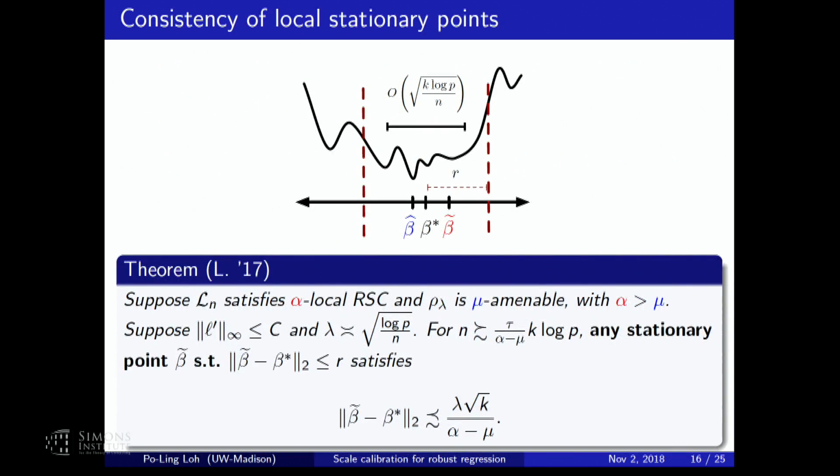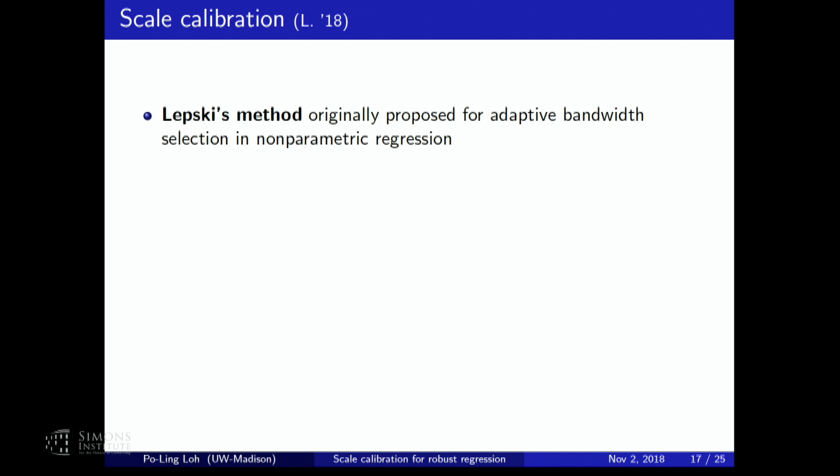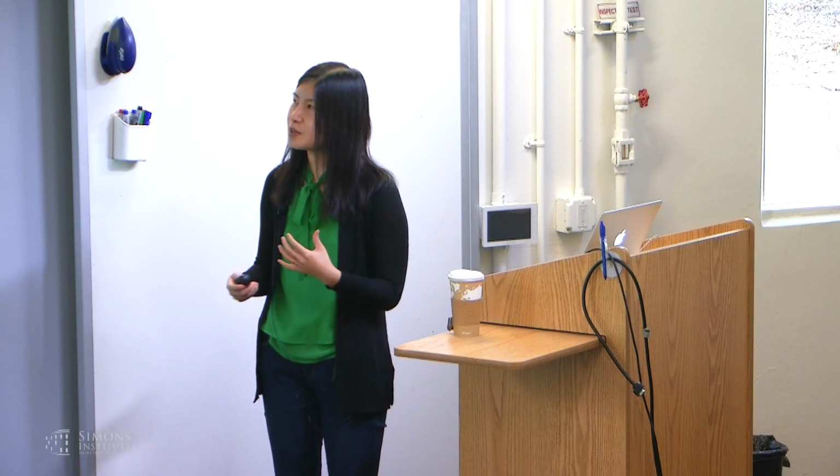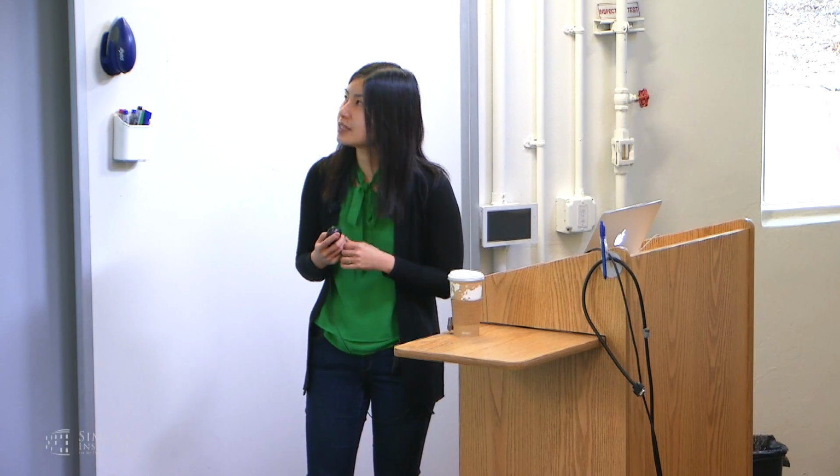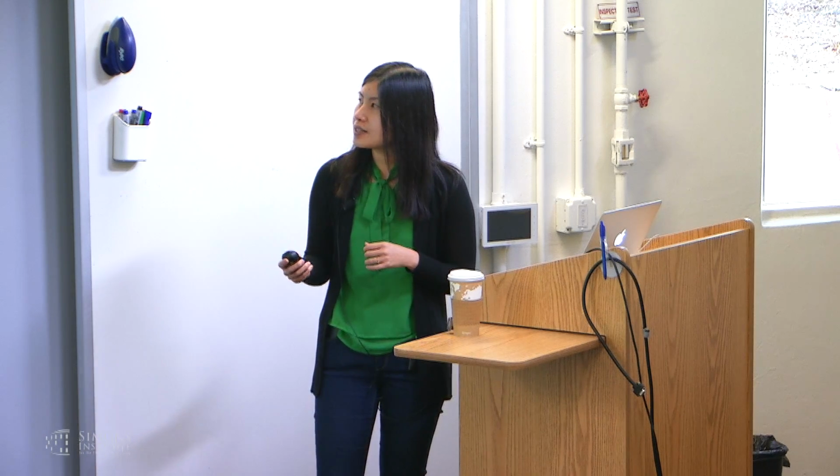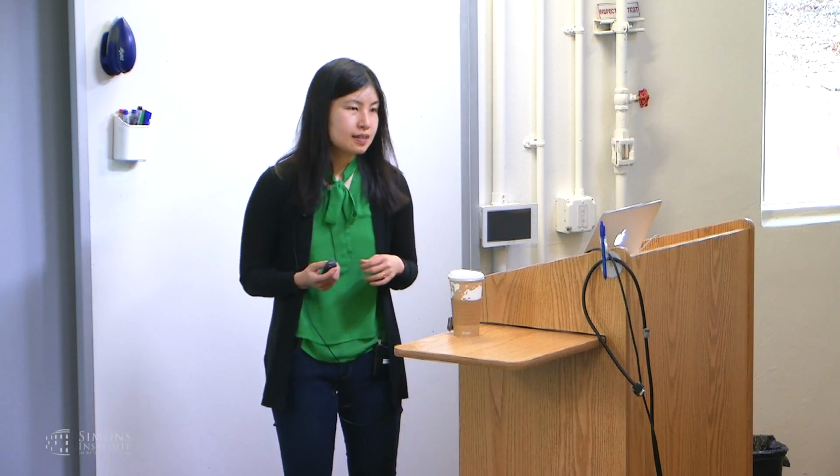Great. So now for the scale calibration. The idea is actually very simple. I thought about all sorts of other ways to get around this problem of scale estimation, which had to do with joint estimation of beta and sigma, which you can do in certain cases, but not in quite the generality I wanted. And so the idea was to use Lepski's method.